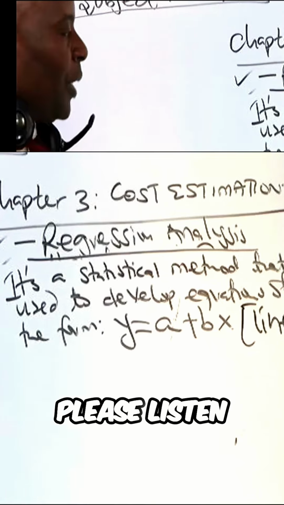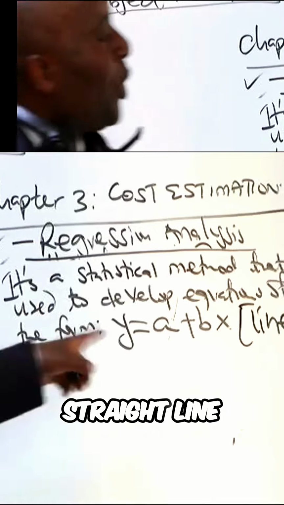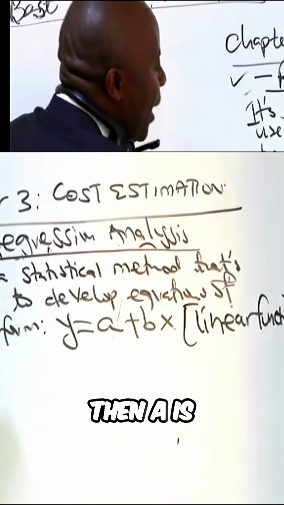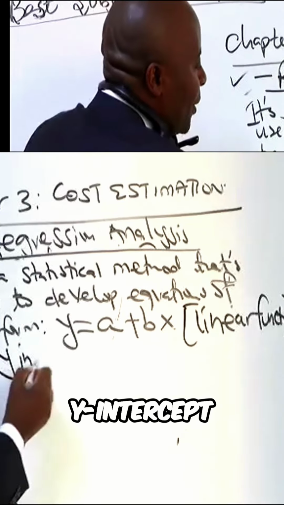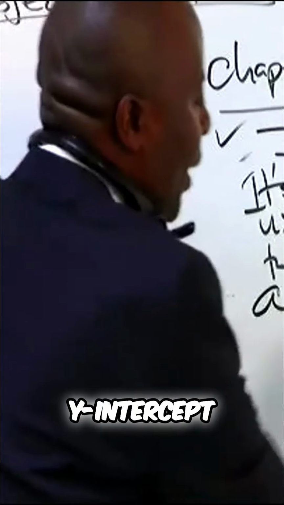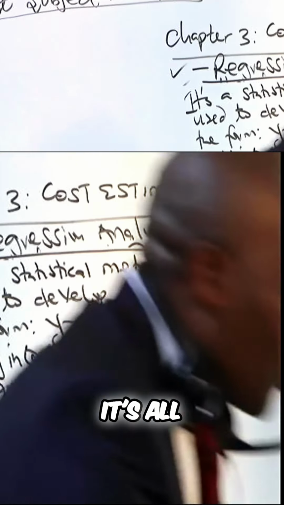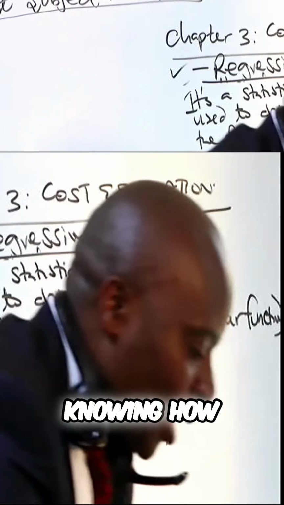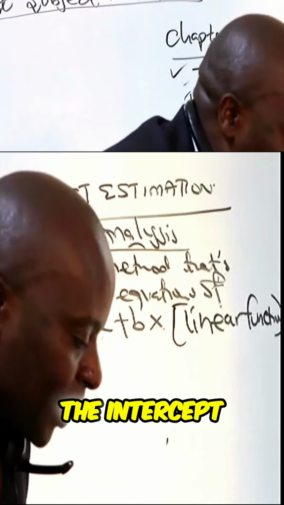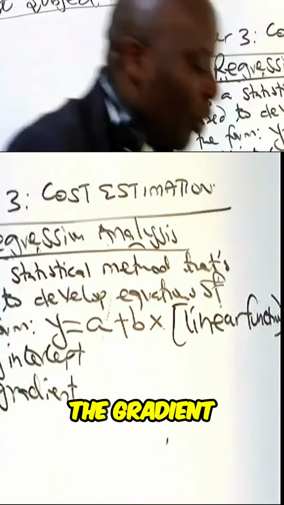Now, my good students, please listen to me very well. If it's a straight line function, then a is what we call the y-intercept, and b is the gradient. And for us, ladies and gentlemen, it's all about knowing how we calculate the intercept and how we calculate the gradient. So in this case, anytime you want to get the regression gradient, this is how we shall be able to get this gradient.